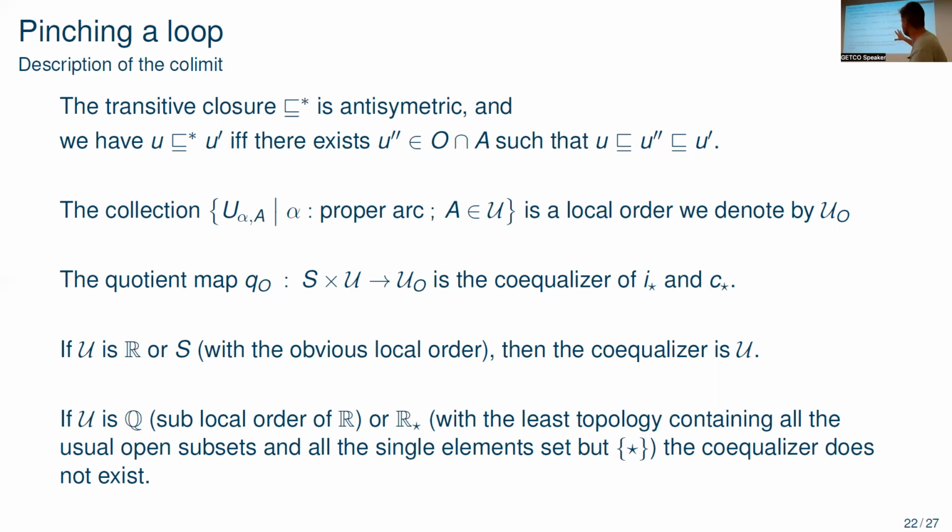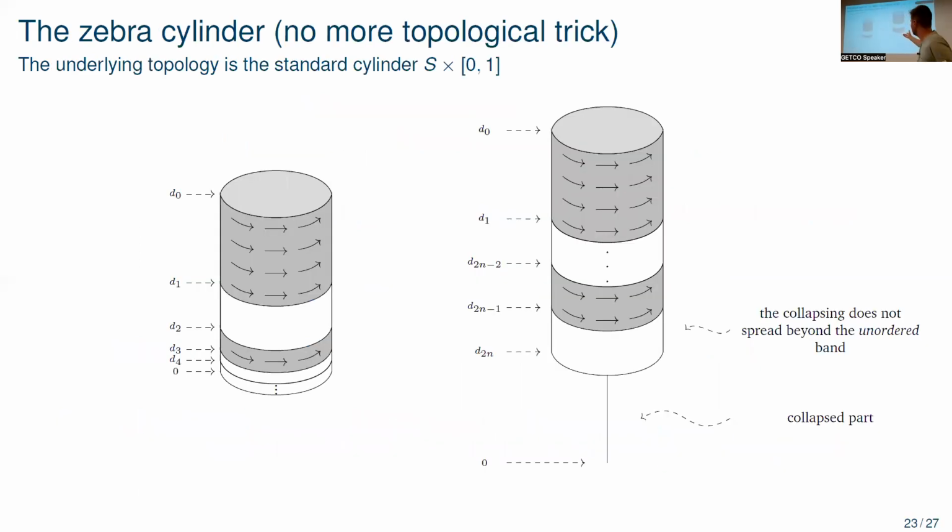Okay. So here I have, in some sense, played with the topology. I've cheated with the topology. And on the next example, I would like to show that you can have the same kind of behavior without cheating on the topology.